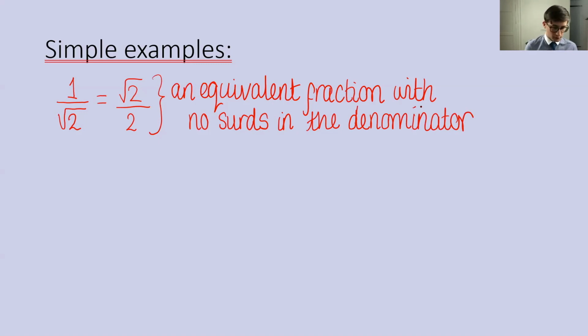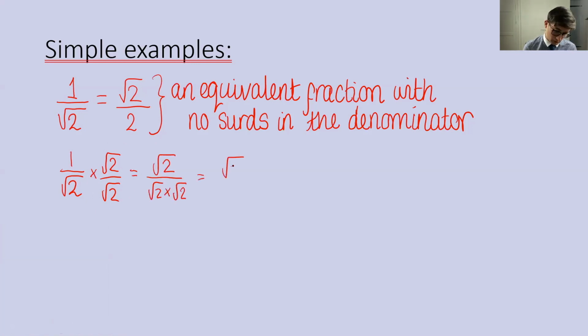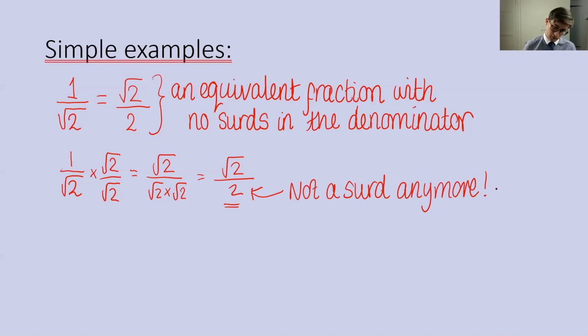The way we actually go about doing this is, I've gone 1 over root 2, and if I times by root 2 over root 2, I'm not changing it, I'm making it an equivalent fraction. This is just the same as timesing by 1 in a clever way. I'm just scaling it to an equivalent fraction, just like having a half and writing it as 5 over 10. It's the same fraction. I get 1 times root 2, which is root 2, over root 2 times root 2, which is 2. So root 2 over 2. Okay, so this is rationalised. I've rationalised the denominator. It's not a surd anymore.